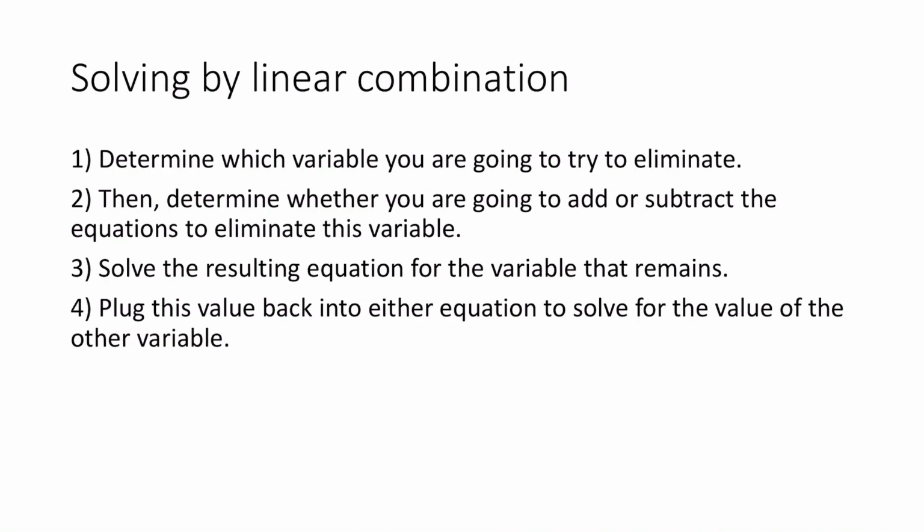So remember, when you solve by linear combination, you're going to first determine which variable you're going to try to eliminate. Then you're going to figure out whether you're going to add or subtract the equations together to eliminate this variable. Then we solve the resulting equation for the variable that remains, and then we plug this value back into either equation to solve for the value of the other variable.